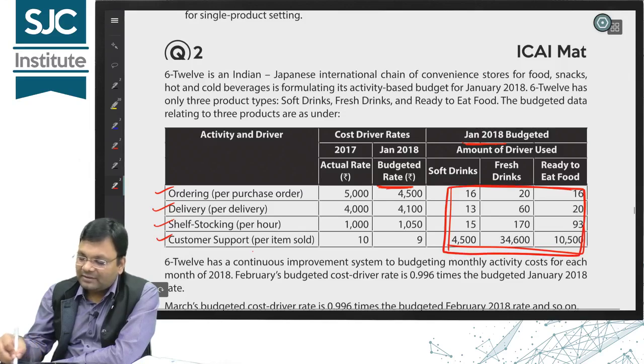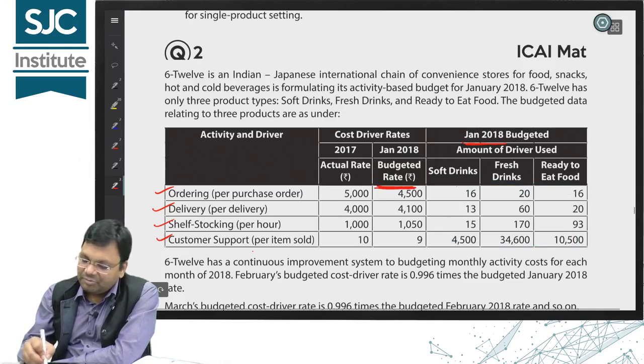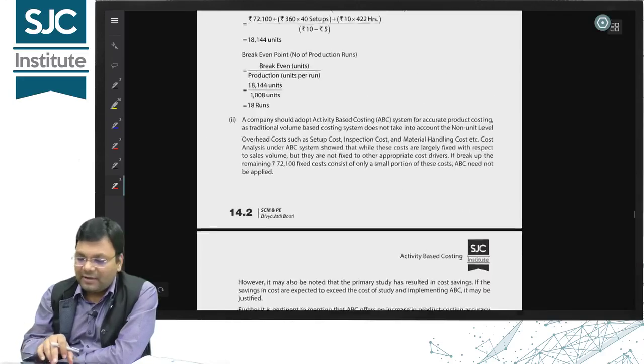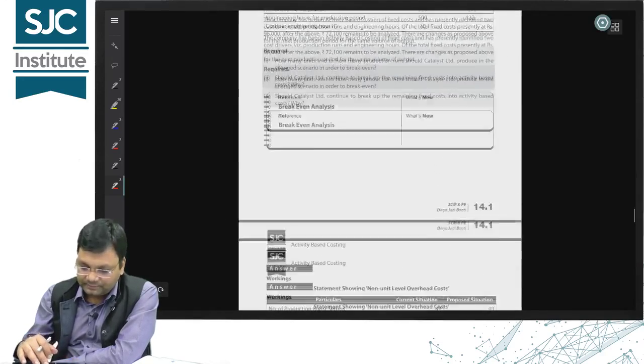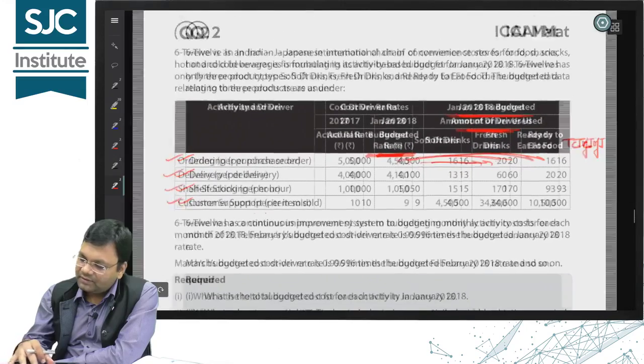There are 3 products. Okay, so if I have to find January's budgeted cost, it will be what? January's budgeted rate multiplied by January budgeted amount of driver. So this into this, this into this, this into this will be giving us the total cost of January. Okay, so question is actually requiring you to find this total cost of January.